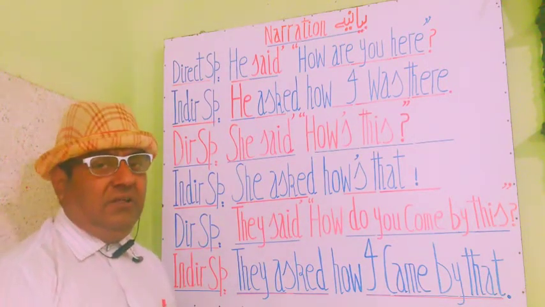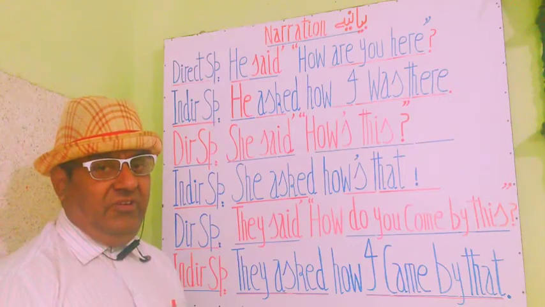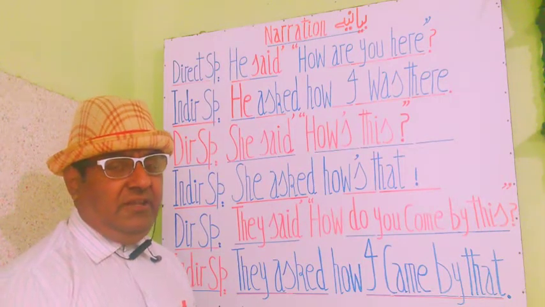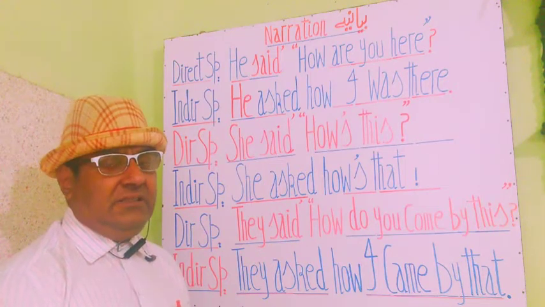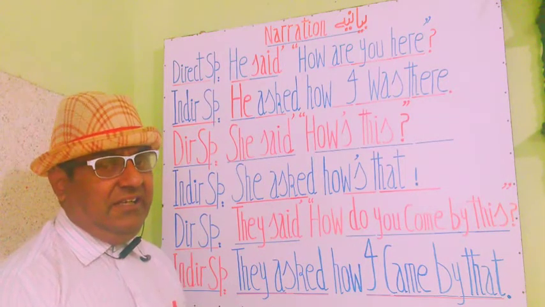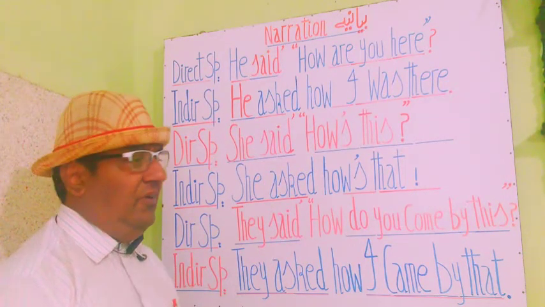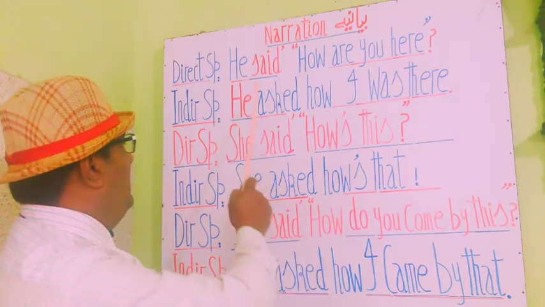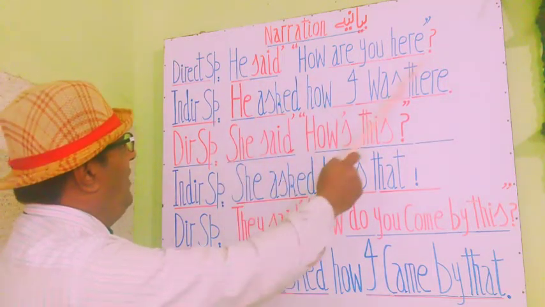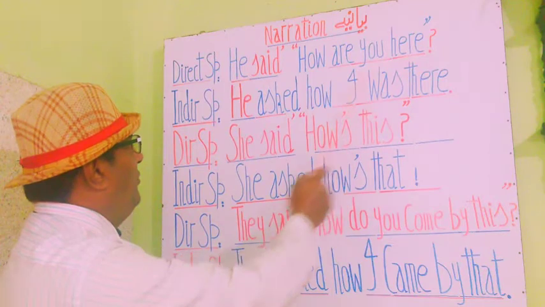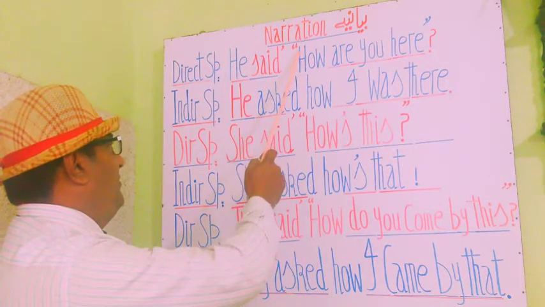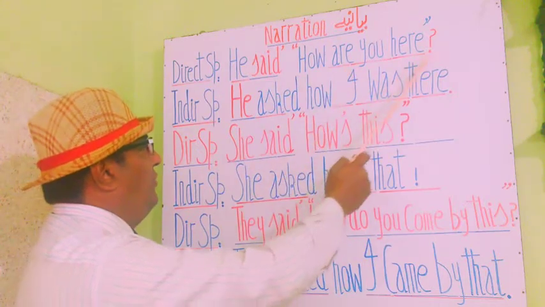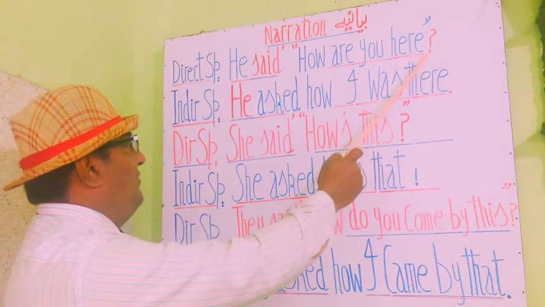Hey guys, you have seen the changes of narration, direct speech, and then its changes into indirect speech. Let's read these phrases again. Aaiye in ek baar phir se dohrate hain. You see, first one is, he said, how are you here? He said, comma, inverted comma, start, how are you here? Commas close, interrogative sign.